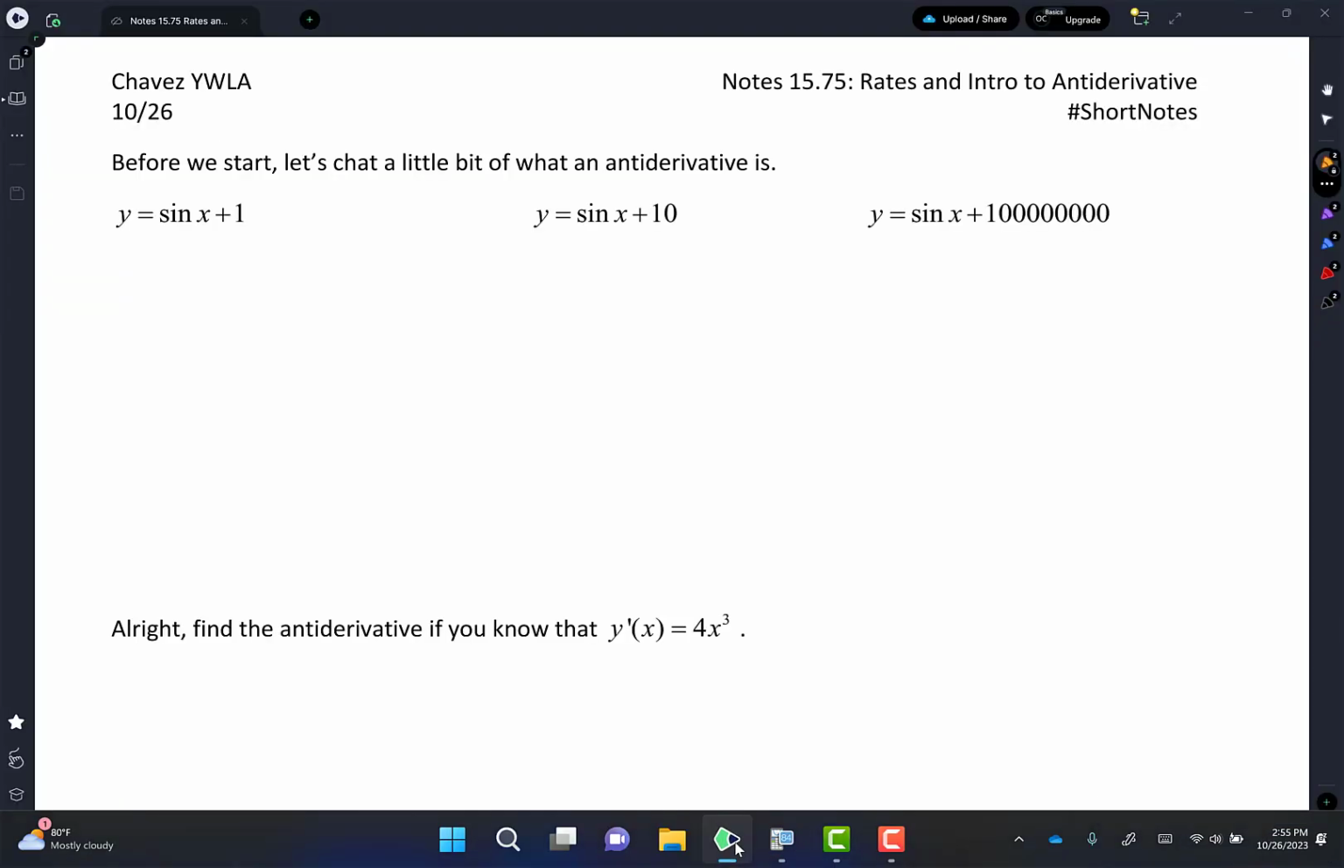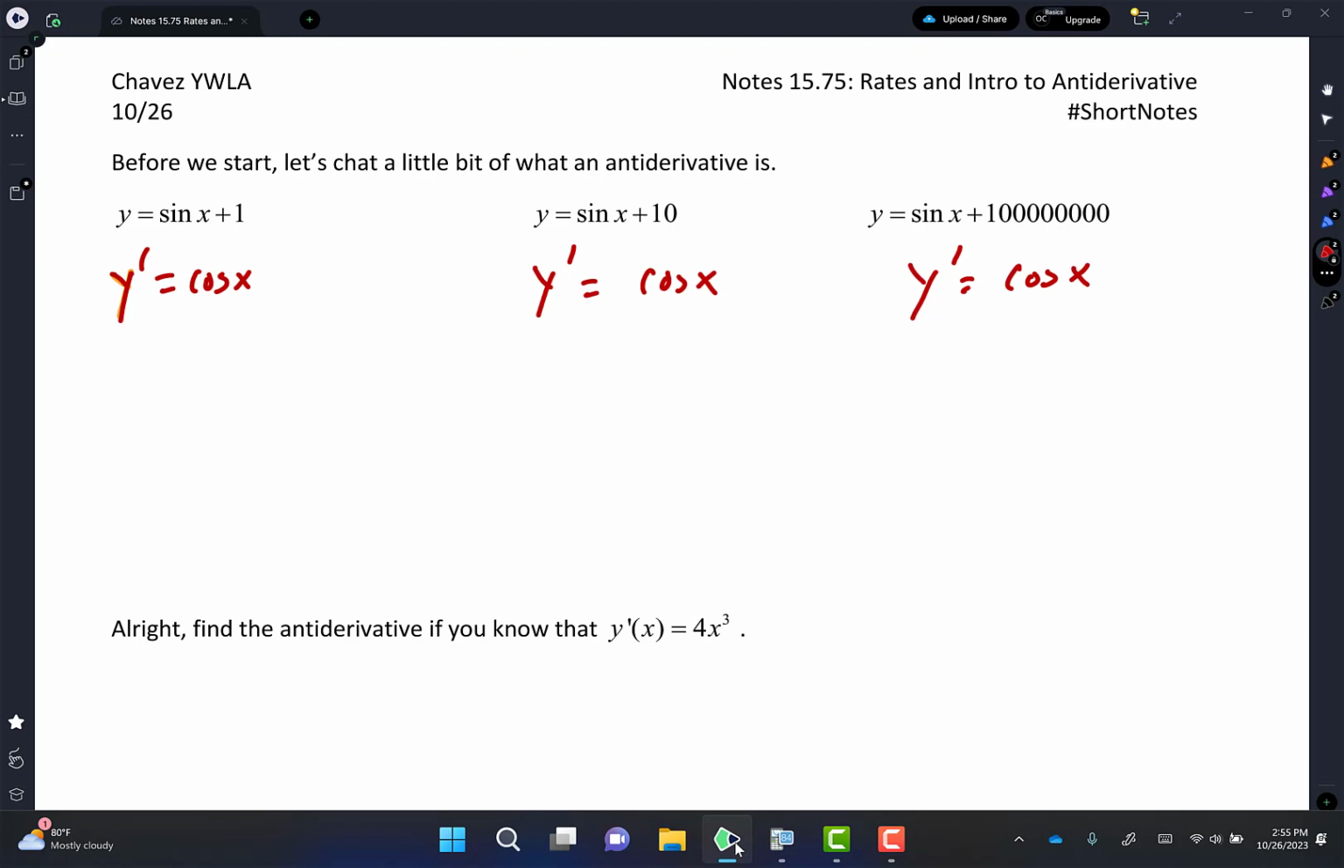Okay, so here we go. All these, I want to find the derivative, right? So what's the derivative of sin x plus 1? Yeah, just cosine x. What's the derivative of sin x plus 10? Cosine x again. What's the derivative of sin x plus 123? Well, it looks like, yeah, cosine x. Hey, don't get mad.